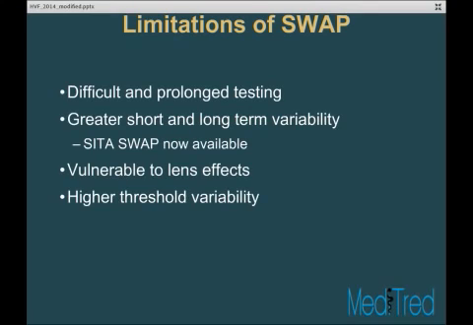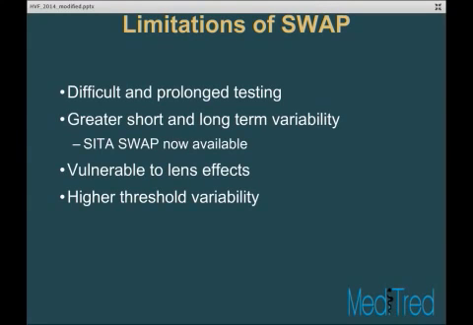So there's a few limitations of SWAP testing. The main problem with the initial version of SWAP testing was that it's a fairly difficult and prolonged test, taking almost 10 to 15 minutes per eye to complete. As you know, with the difficulty most patients have with visual field testing, they're not going to tolerate a test that long. And also the short and long-term variability also appear to be greater with SWAP testing compared to standard automated perimetry. But now using the CETA algorithm, you can drastically reduce testing time to about 3.5 minutes per eye. This not only compresses the testing time, but it also tightens up your confidence intervals and decreases that threshold variability that was a problem to begin with.